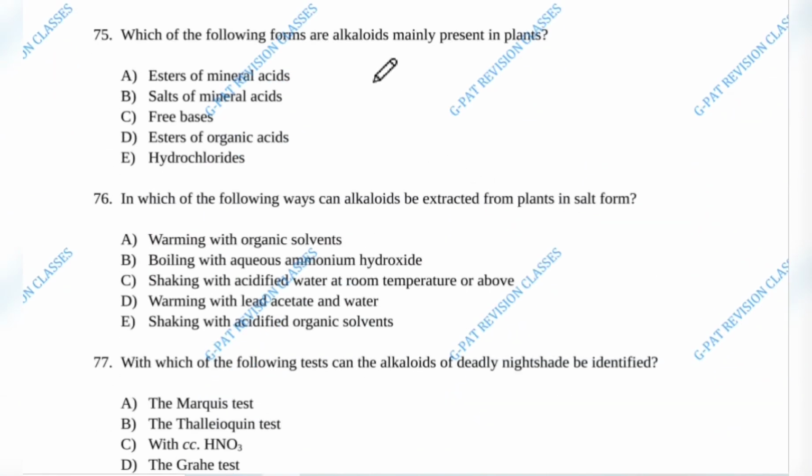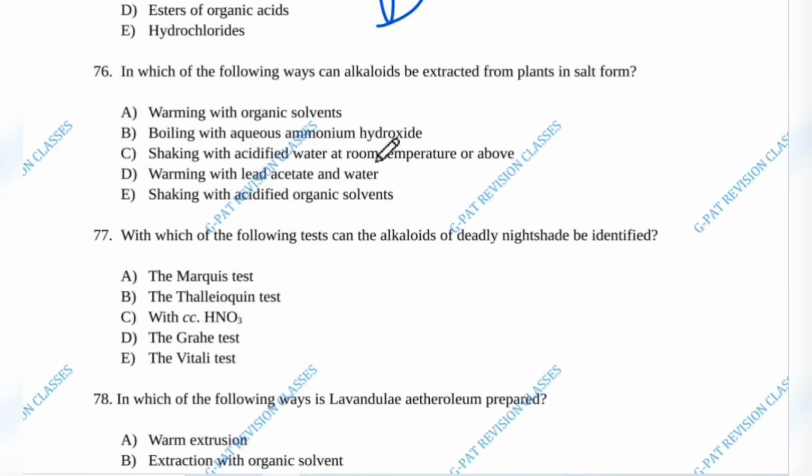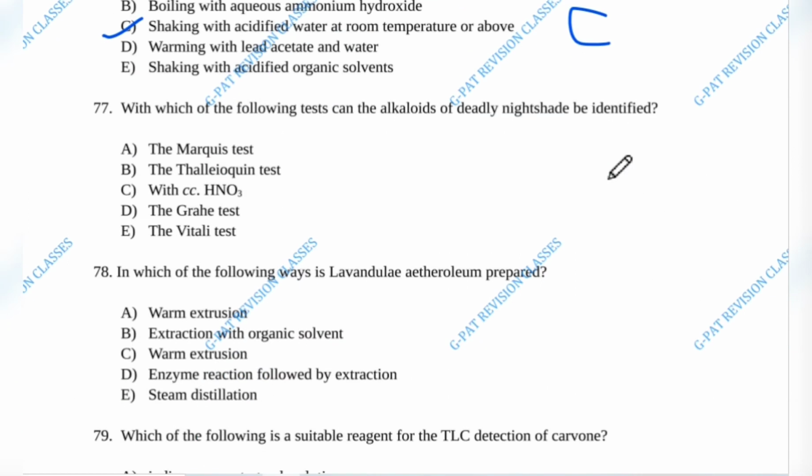Which of the following forms are alkaloid mainly present in plants? The answer is B. Salt of mineral acid. Okay. Next is question number 76. In which of the following ways can alkaloid be extracted from the plant in salt form? The answer is C. Soaking with acidified water at room temperature or above.